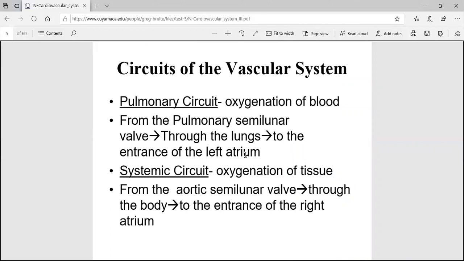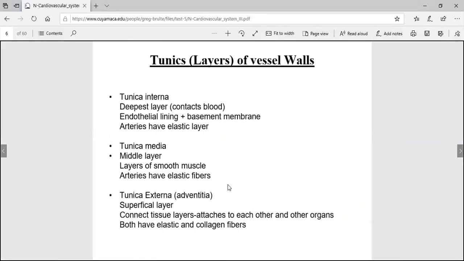Circuits of the vascular system. You've got the pulmonary circuit. So we're just keeping it simple, from the heart to the lungs and back. That's the pulmonary circuit. And then the systemic circuit is from the heart to the body and back. So the right ventricle is pumping to the lungs, and the left ventricle is pumping to the body in general.